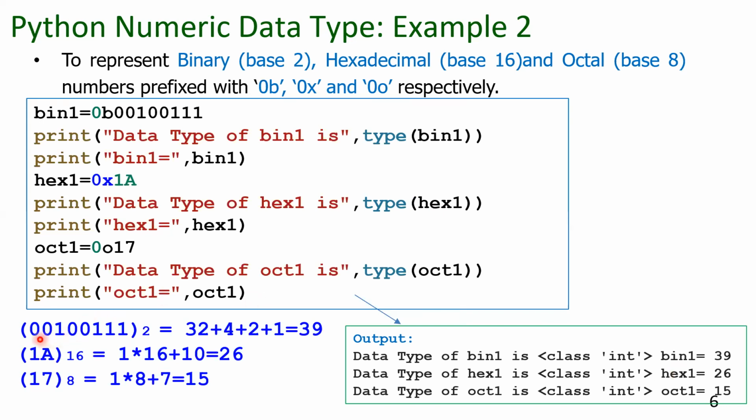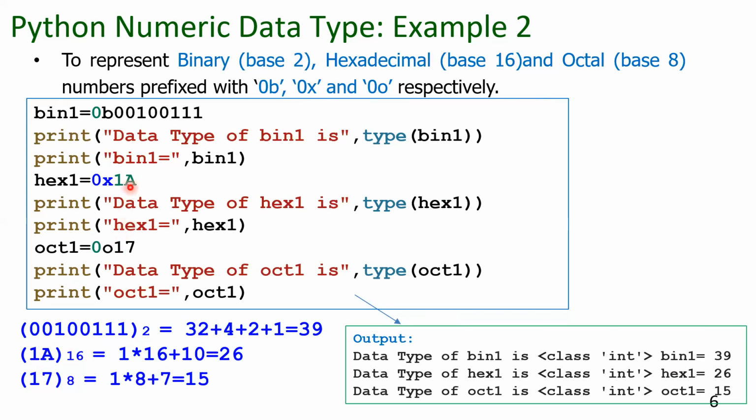Here you can see 0010011 with base 2, which is a binary number. It can be converted into decimal by summing up all the place values of the ones. The place value of the first one is 32. The place value of the second one is 4, the place value of the third one is 2, and the place value of the last one is 1. So if you sum up all these values, 39 is the corresponding decimal value.